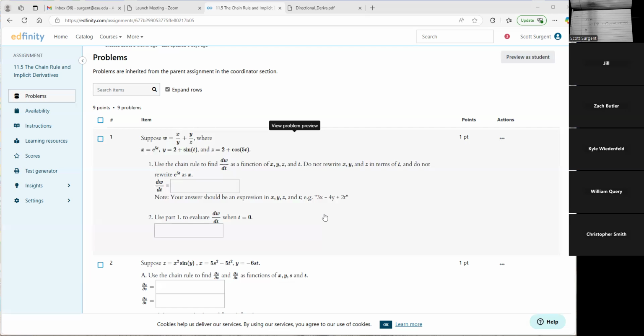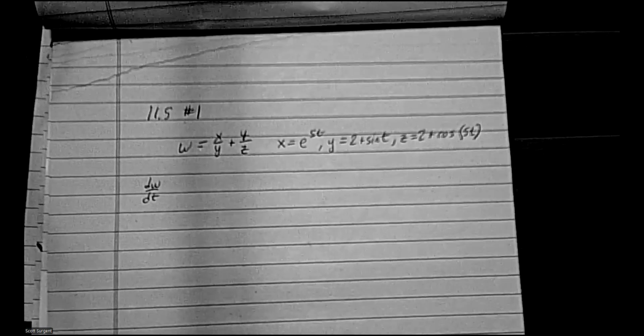Okay, and then from part 1, we want to evaluate when t is 0. So probably part 1 is the big one, right? So I'm going to stop the share, go to my overhead.